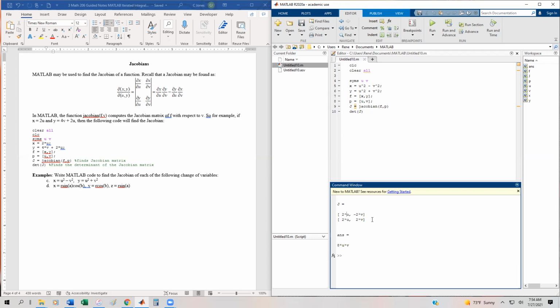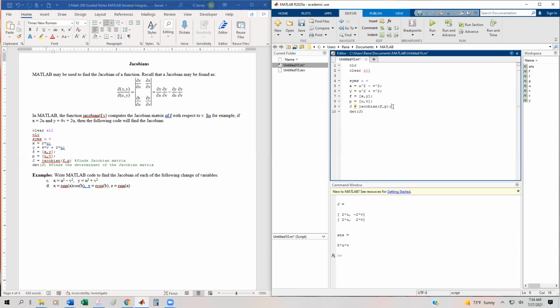So for instance, if you're doing a problem and you're having difficulty getting the Jacobian, you can just type in this code and leave it unsuppressed. And then this tells us what that Jacobian is. It's pretty cool that we can utilize MATLAB to find those determinants as well as the Jacobian. Now, let's say we have a three-dimensional Jacobian.